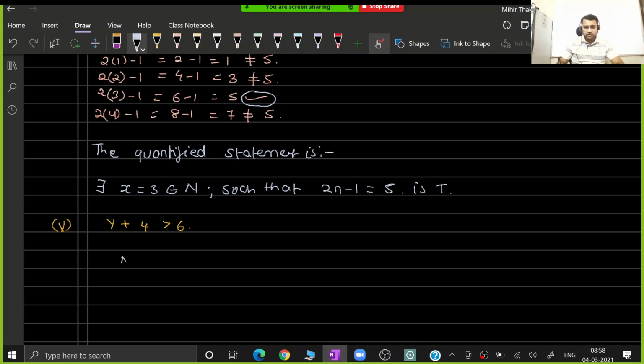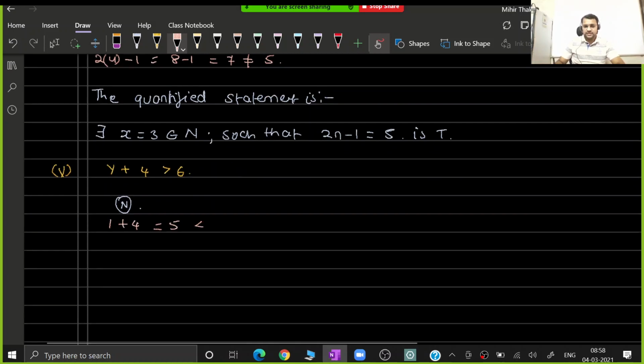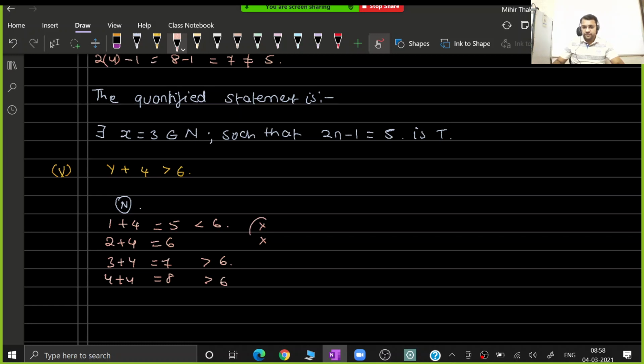I have over here all the different natural numbers. 1 plus 4, what is 1 plus 4? It is equal to 5, so it is lesser than 6. 2 plus 4 is equal to 6. But these both do not satisfy because I want a total of greater than 6, not greater than or equal to 6. When I take 3 plus 4, it becomes 7. So now all of them will be greater than 6 definitely. But the first two natural numbers are not satisfying this condition.